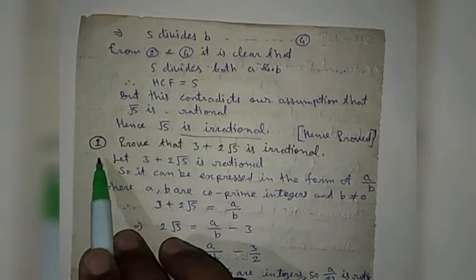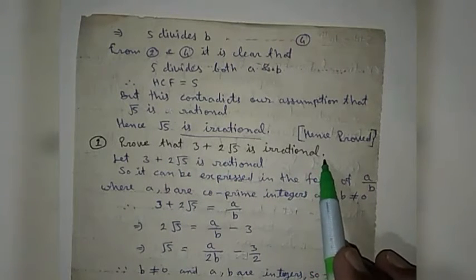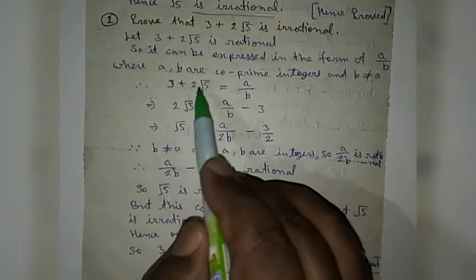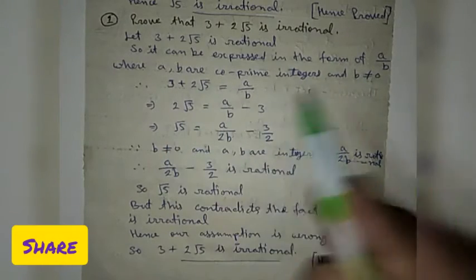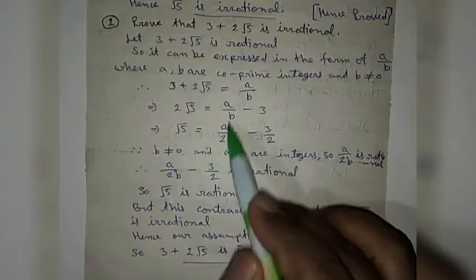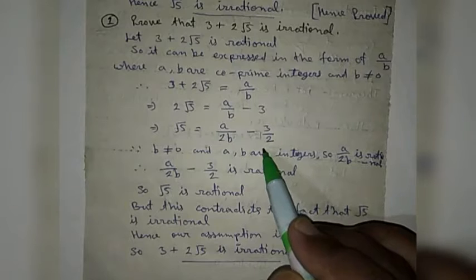Now see question number 2. Prove that 3 plus 2 root 5 is irrational. So here let 3 plus 2 root 5 be rational, so it can be expressed in the form of a upon b, where a, b are co-prime integers and b is not equal to 0. So 3 plus 2 root 5 is equal to a upon b. Taking 3 on the right side, we get 2 root 5 equal to a upon b minus 3, means root 5 equal to a upon 2b minus 3 upon 2, 2 divides both the terms here.